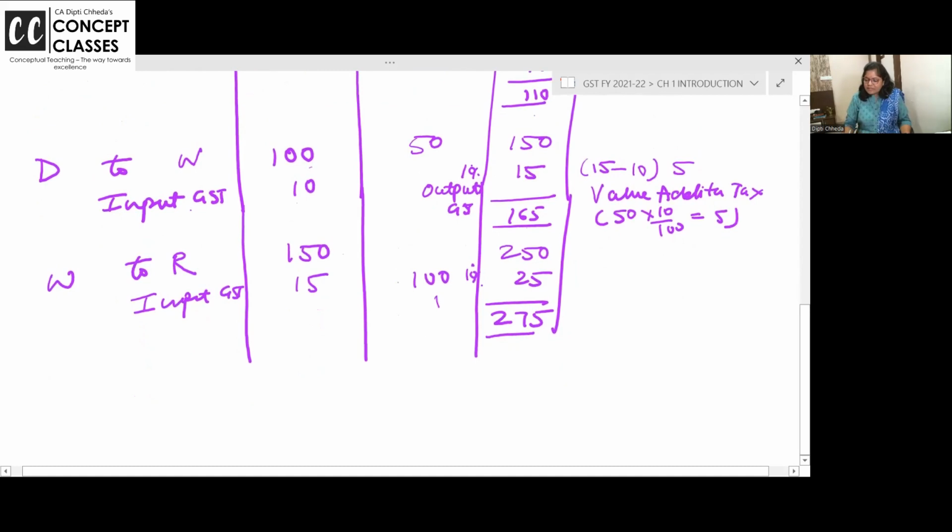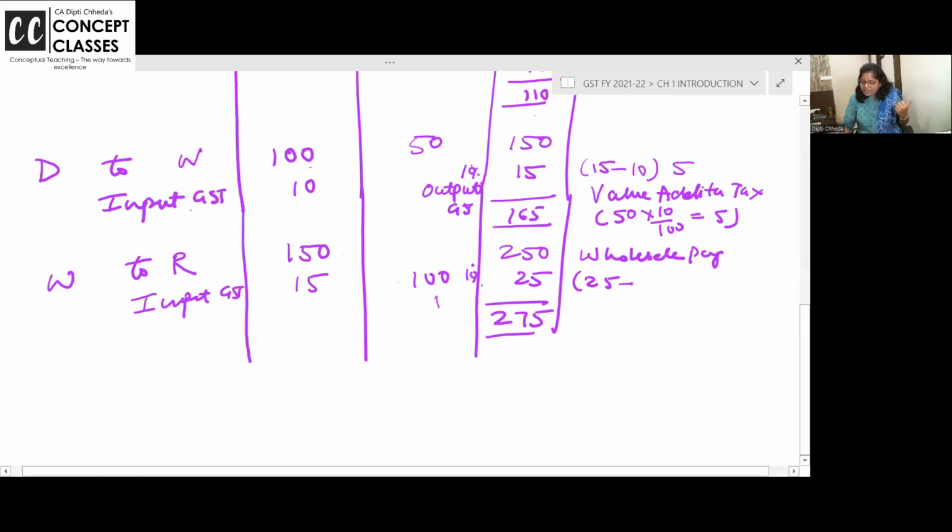Wholesaler is selling to retailer. How much tax will the wholesaler pay to government? Wholesaler will pay 25 rupees, which he has collected from the retailer. He can't keep it in his pocket. 25 rupees is the government's money.